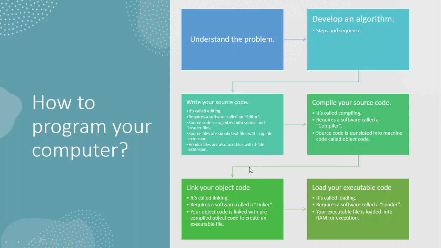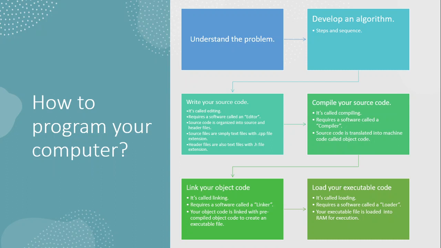So the next thing that we need to do is link our object code that was generated by the compiler to the object code that is pre-compiled and that we are using in our program. So this step is called linking. Linking means linking our object code with the object code that comes pre-compiled and that we use in our code.